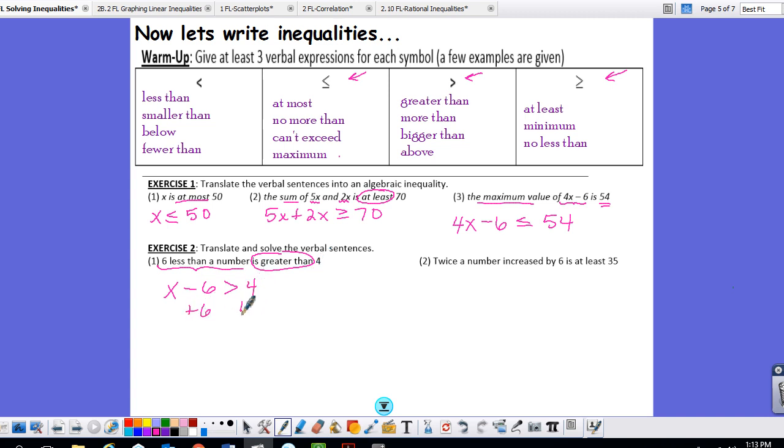Then I could solve this by adding 6 to both sides. So I have x is greater than 10. So we draw our number line, put 10 on our number line, open circle to the right.